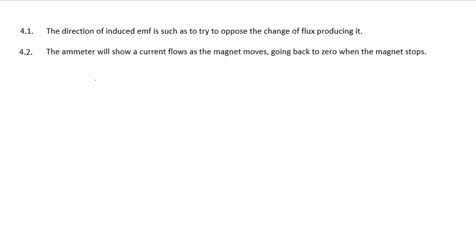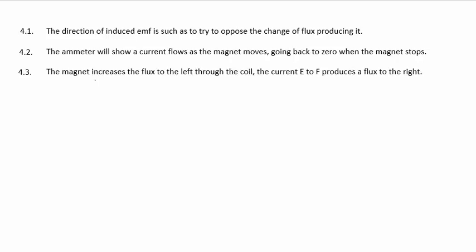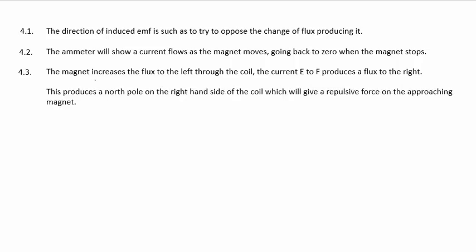Well, the ammeter will show a current flows as the magnet moves, going back to zero when the magnet stops. In 4.3 we're to explain how this demonstrates Lenz's law. Well, the magnet will increase the flux to the left through the coil. The current E to F produces a flux to the right. This will produce a north pole on the right hand side of the coil. This gives a repulsive force on the approaching magnet.